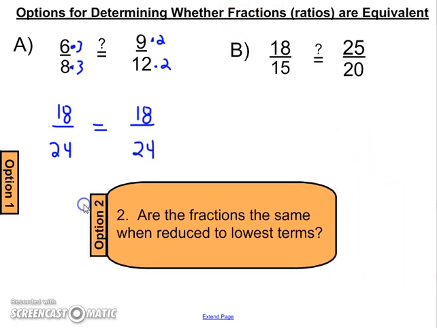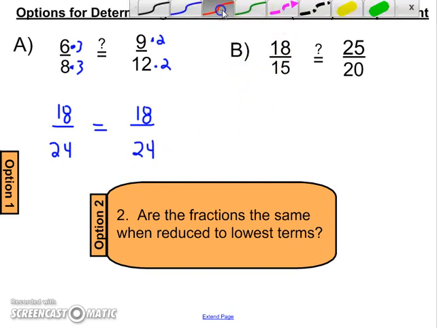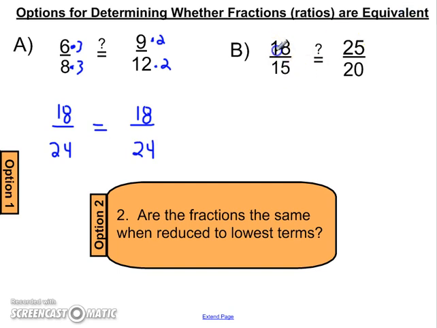Option 2 for now is to reduce the two fractions to lowest terms. When they're reduced to the lowest terms, if you have the same fraction on both sides, they're equal. If you don't have the same fraction, they're not equal. It's that simple. And so let's go ahead, and I'm going to reduce these to lowest terms.